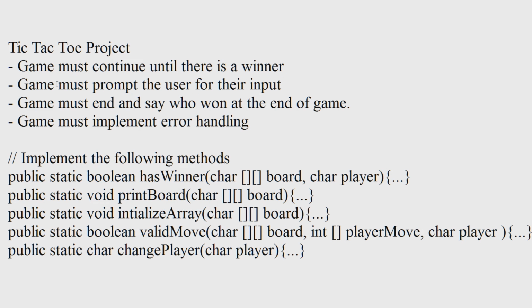The game must prompt the user for their input. We have player X and player O. Prompt player X, saying, hey, where do you want to place your piece? If player X says, I want to place my piece at position 0, 0, place X at position 0, 0.